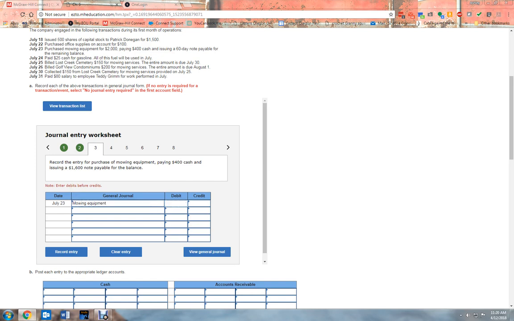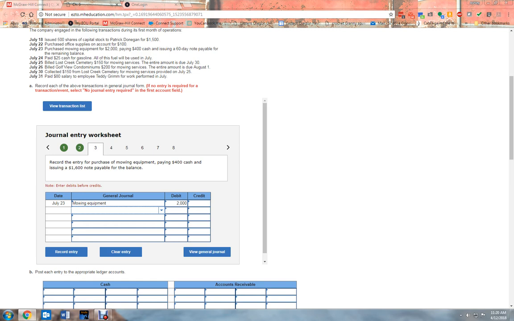So what is mowing equipment? Mowing equipment would be an asset. Those are things I'm going to use, resources I'm going to use to benefit my future operations. So my mowing equipment is worth $2,000. So I now have a $2,000 asset in the form of mowing equipment on my balance sheet.